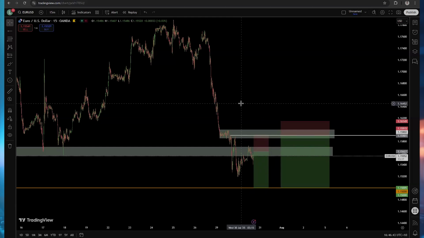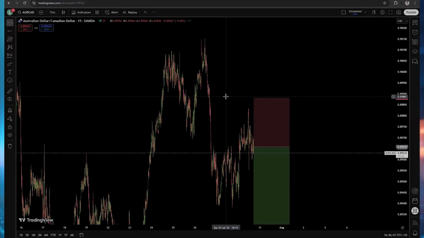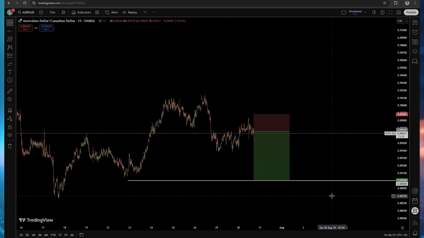And last but not least, we have Aussie CAD. That is a market price entry and it's already in profit, which is really great. We are looking to target 0.89, with a stop loss at 89888.